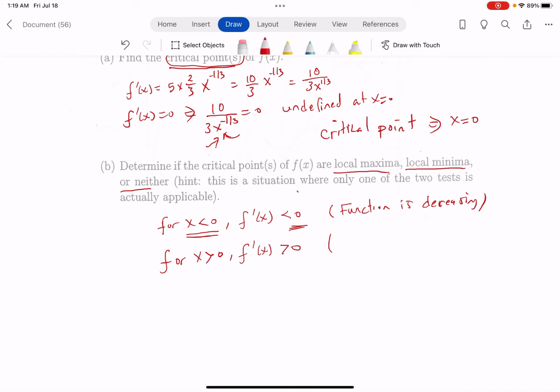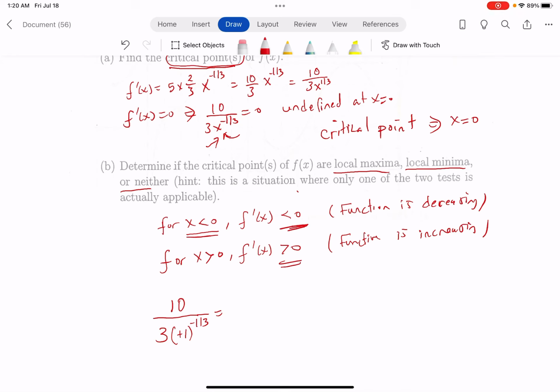Let's say you have x less than 0, let's say it's minus 1. You could just go to your calculator and put minus 1 to the power minus 1/3, and look at the answer. The answer would be negative, which means it is decreasing. You should also put plus 1 to the power minus 1/3, and that's going to be positive, which means the function is increasing.